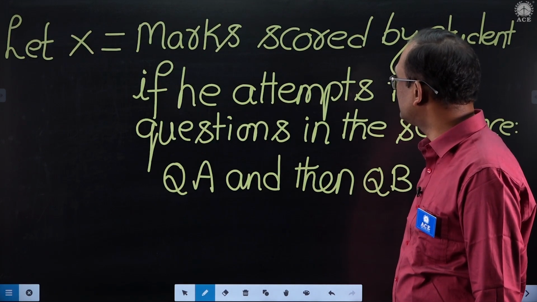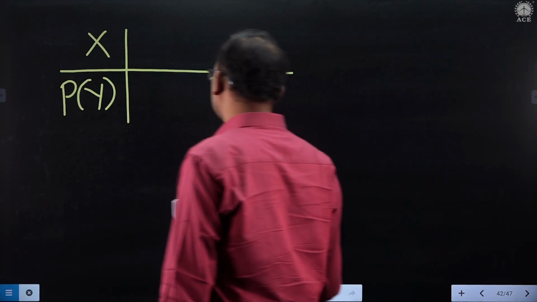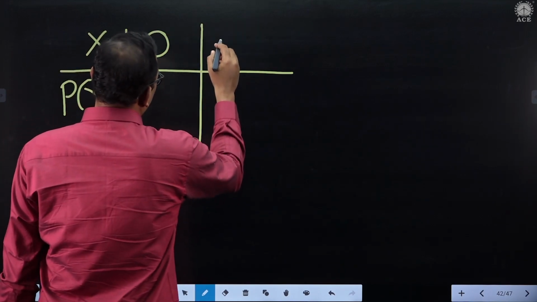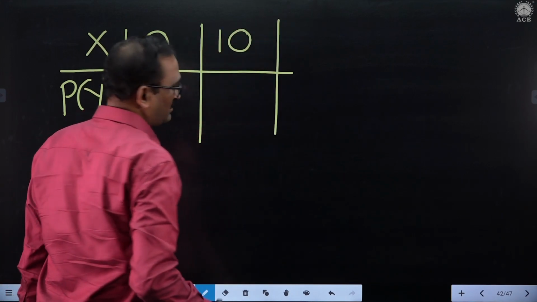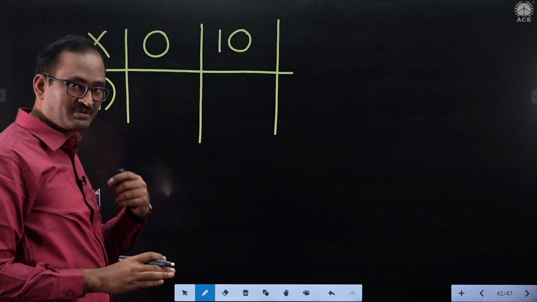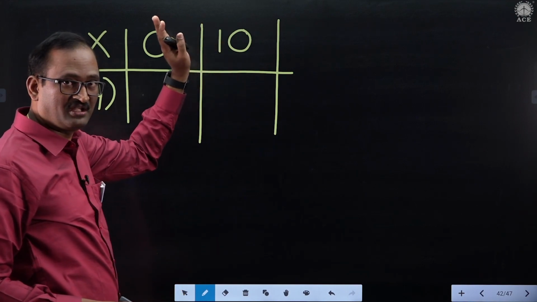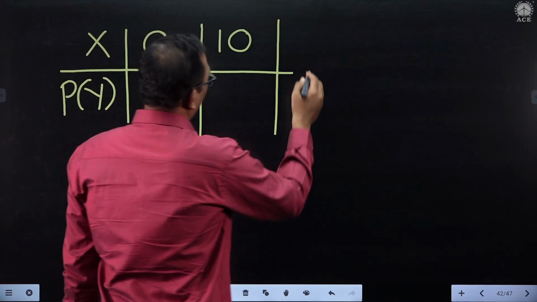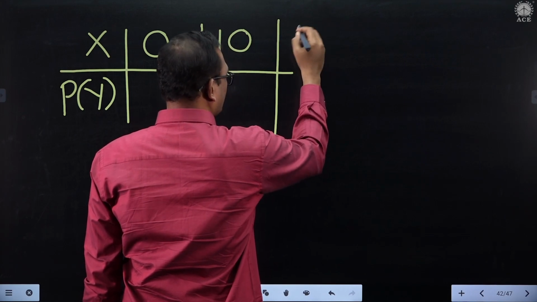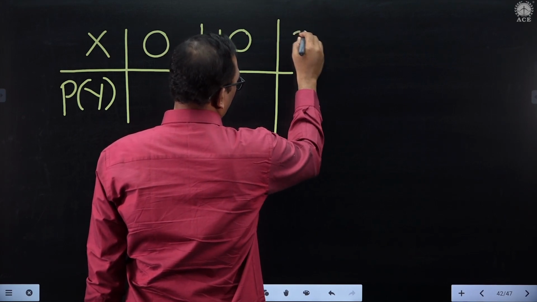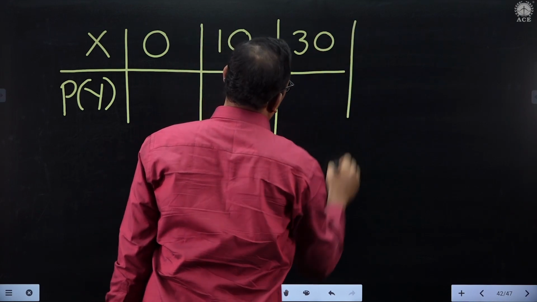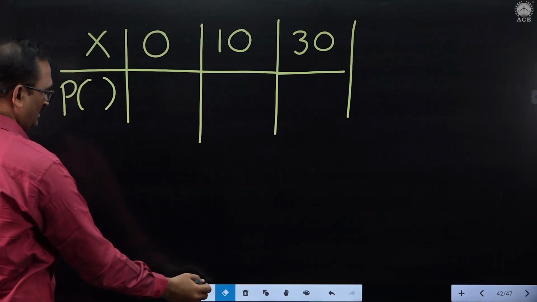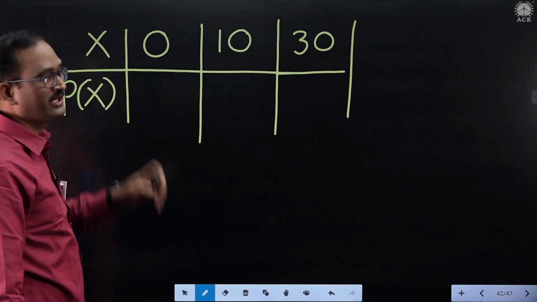So the possibility is: question A is wrong, he will get 0 marks. Suppose question A is correct, he will get 10 marks. Whether question B is correct or wrong, he will get marks only for the first problem according to the data they gave. Now, first question correct, 10 marks, and second question also correct, 20 marks. 10 marks plus 20 marks, 30 marks.